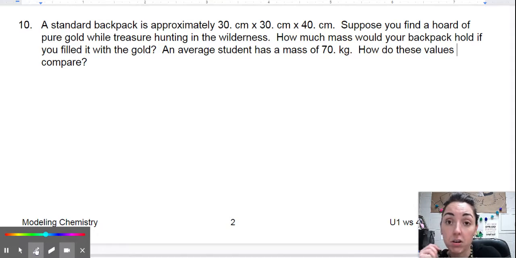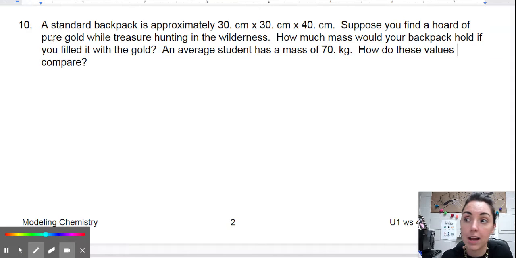So it says a standard backpack is approximately 30 centimeters by 30 centimeters by 40 centimeters. Suppose you find a hoard of pure gold, awesome, while treasure hunting in the wilderness. How much mass would your backpack hold if you filled it with gold? And then we think about an average student who has a mass of 70 kilograms. How do these values compare?